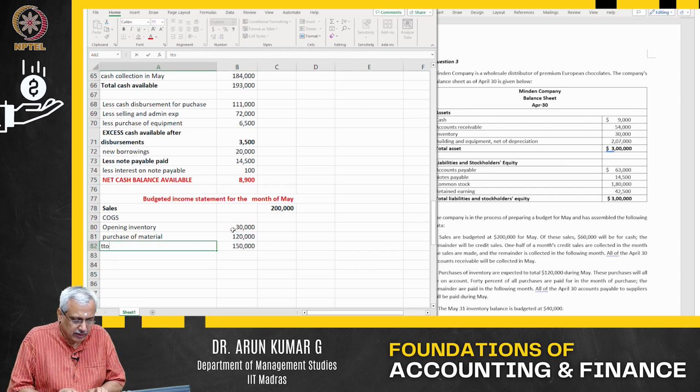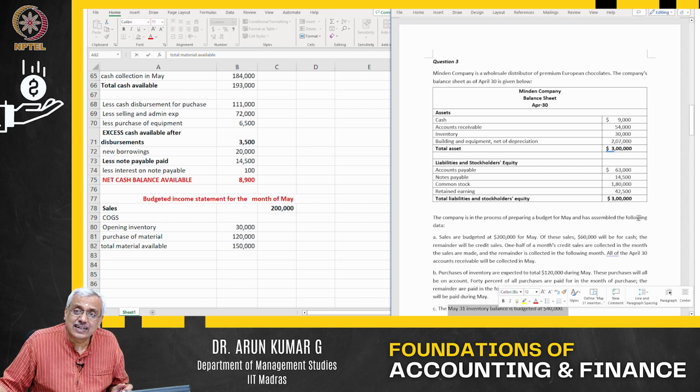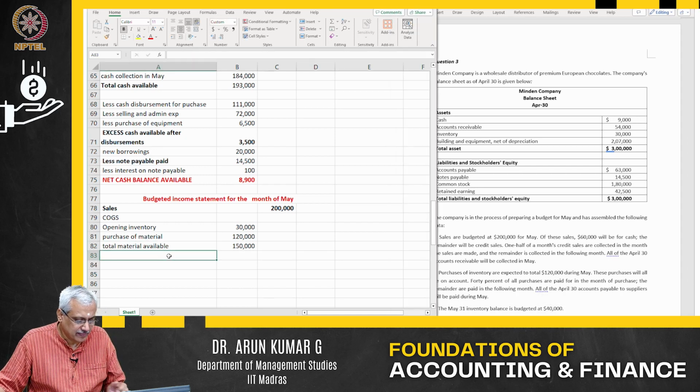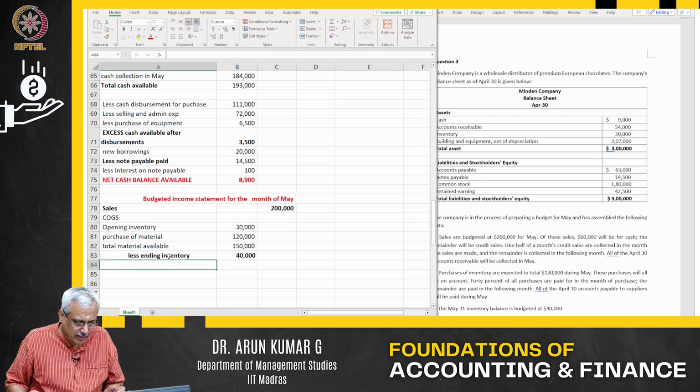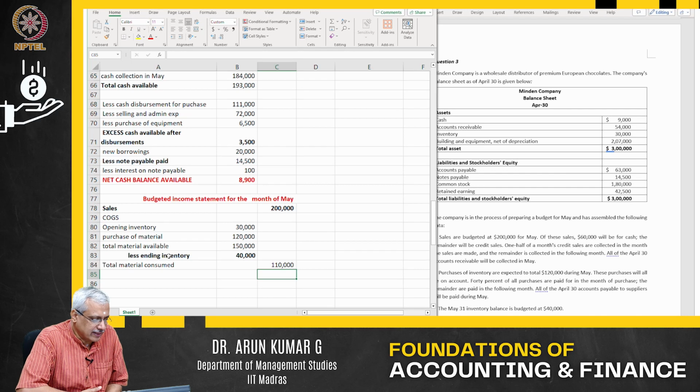Total material available, $1,50,000. They also say inventory balance at the end of May 40,000 less ending inventory 40,000. So, what is happening? Total material consumed is what we are looking at out here. That is 1,50,000 minus this 40. This is the total material that is consumed out there.